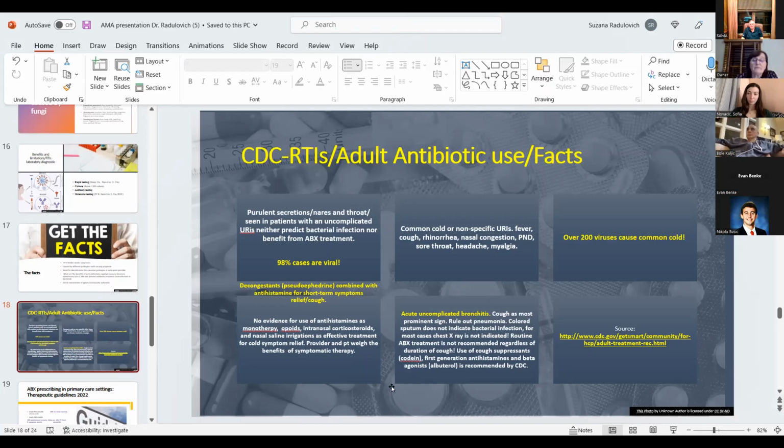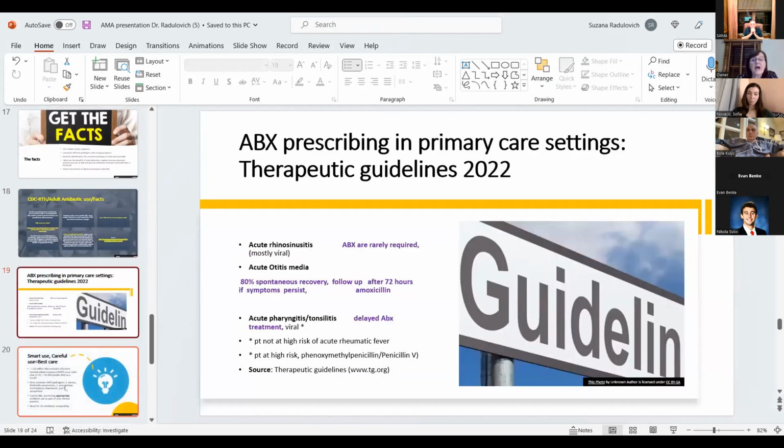So what the CDC actually suggests is the use of antihistamine, decongestant and supportive treatment rather than blindly prescribing antibiotics. Now, there are therapeutic guidelines for 2022, which you can see in lavender color, and I'm not a Ravens fan, so I did not select that color because of the Ravens.